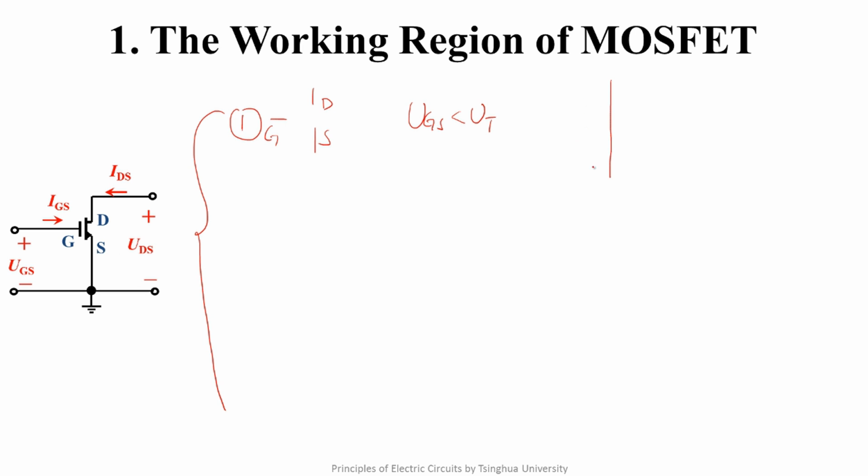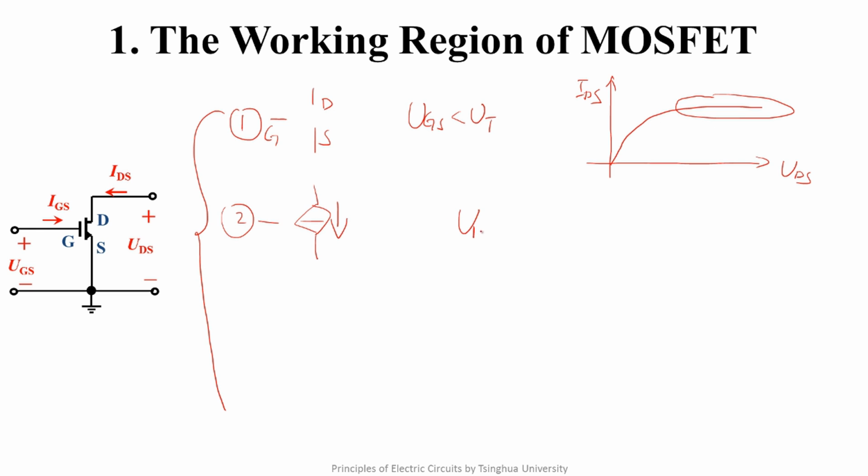We can regard UDS and IDS as a two-terminal network. The previous simulation shows that the relationship between the voltage and the current is like this. We can regard this part as a current source. According to the previous analysis, we know it is a nonlinear voltage-controlled current source. Did you find out? Only when UDS is relatively large, it is a nonlinear voltage-controlled current source. That is to say, the condition for regarding it as a voltage-controlled current source is UDS is greater than UGS minus UT. In this case, the value of the current source is K times (UGS minus UT) squared over 2.